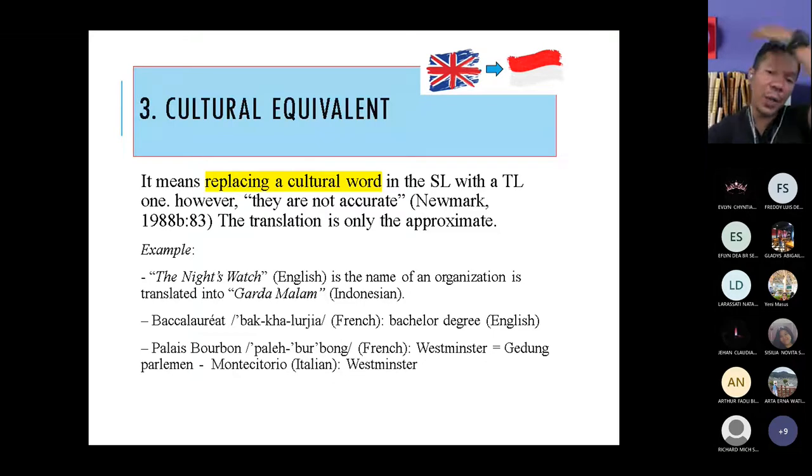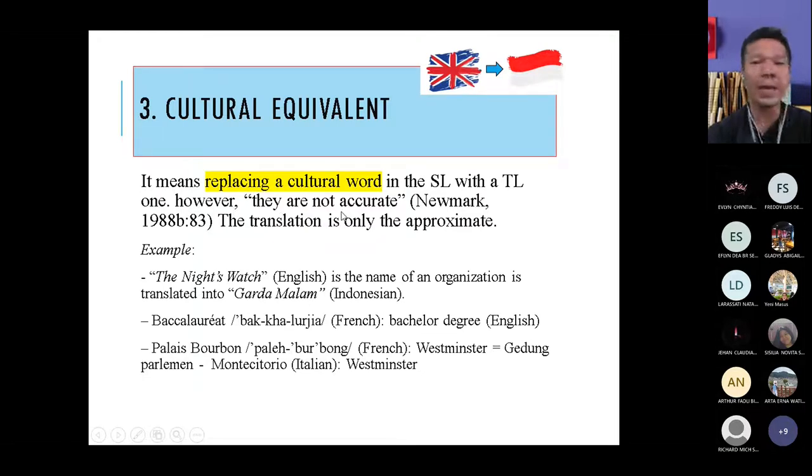The third procedure proposed by Peter Newmark is called cultural equivalent. We underline the word cultural, because every nation, every country has a different culture. Especially in Indonesia we have many tribes and each tribe has different cultural material compared to other tribes. Batak has its unique culture and Java also has its unique culture. That is why in translation we also focus on how to translate cultural equivalent words. So the cultural equivalent procedure means that a translator replaces a cultural word in the source language with a TL one.